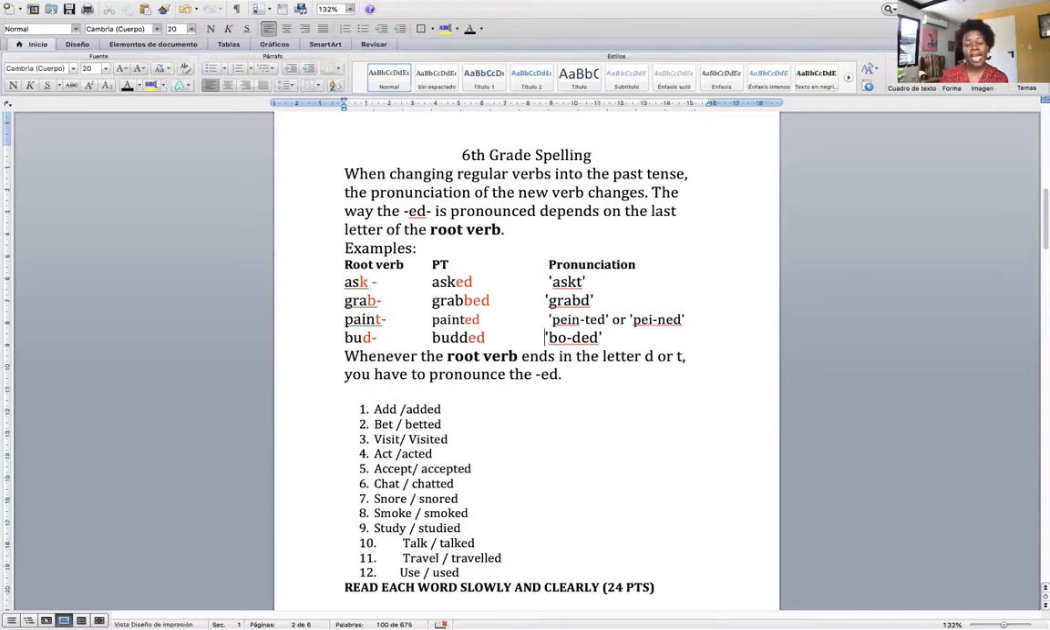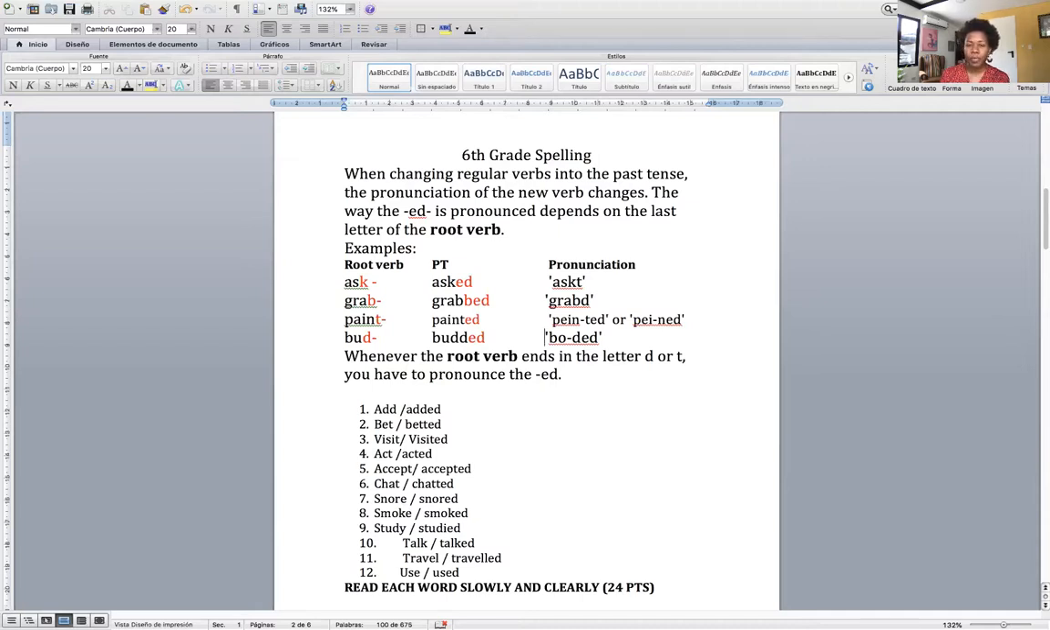And the last example is bud. And when I'm changing this into the past tense, I add another consonant and I say budded, budded. So notice that in the last two examples, I pronounced the ED. Whenever the root verb ends in the letter D or the letter T, you have to pronounce the ED. All the other times you make a T or D sound. Okay, so ask, asked, grab, grabbed, paint, painted, bud, budded. And so these are the words that you are going to pronounce.